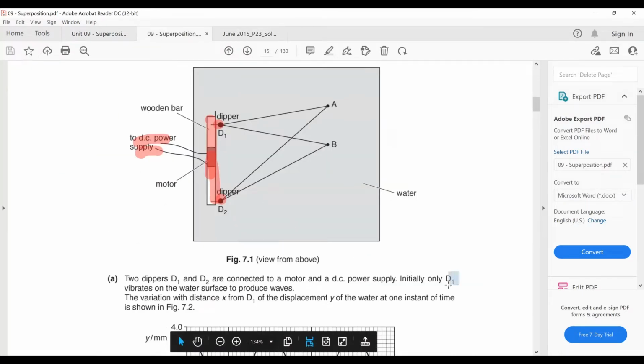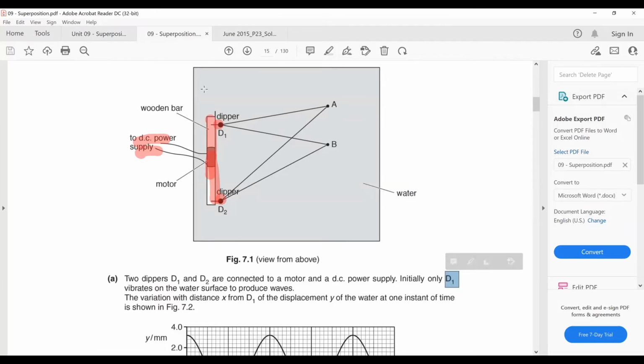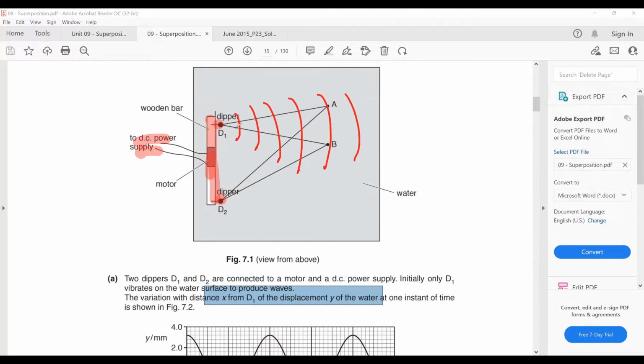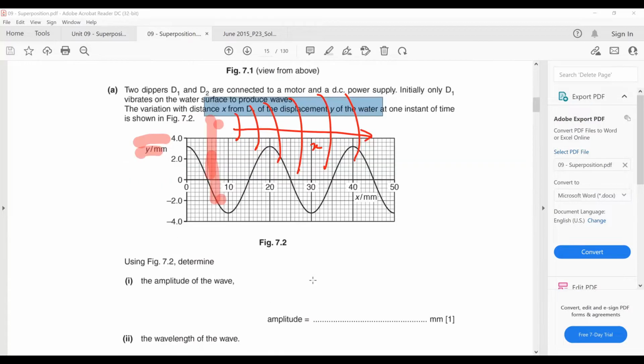they only let dipper D1 vibrate first, and then after that they plot the variation of the displacement of water with distance. Okay, so what they say here is that when your dipper vibrates, it will generate water waves. They're plotting the displacement of the water waves with distance. And this is what you see. So they want you to determine, in your case, the amplitude of the wave, the wavelength of the wave.